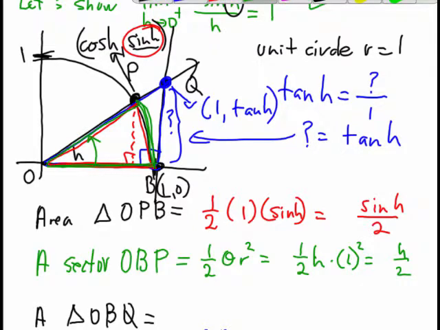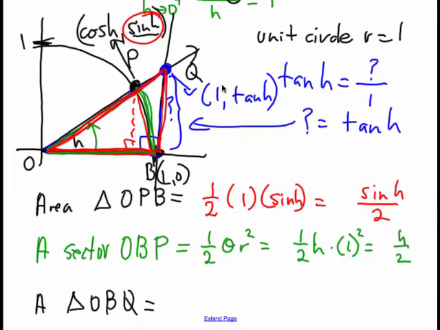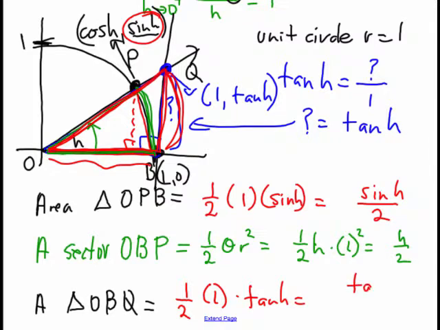Finally, I'm going to calculate the area of triangle OBQ, like so. Okay, this is a right triangle, and so the area of that triangle would be 1/2 a base of 1 and a height of, right here, tangent h, which reduces to tangent h over 2.